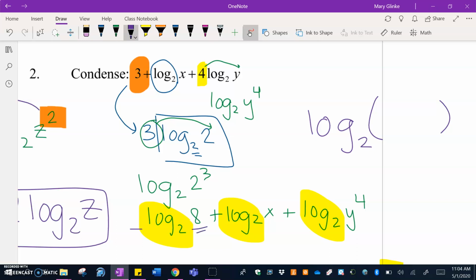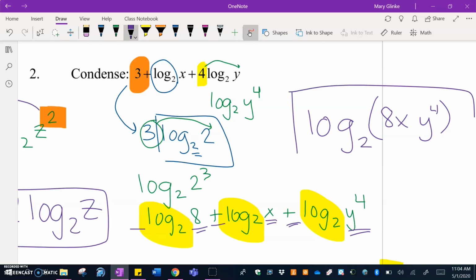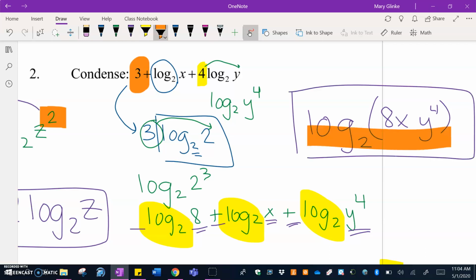This 8 is positive out in front, so it's in the numerator. This x is positive out in front, so it's in the numerator as well. And this y to the 4th is also positive, so it's in the numerator, so there's nothing in the denominator. This would be everything condensed together.